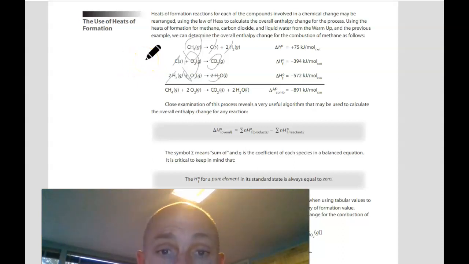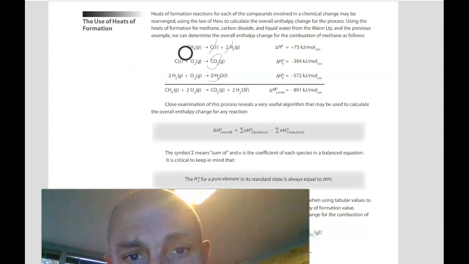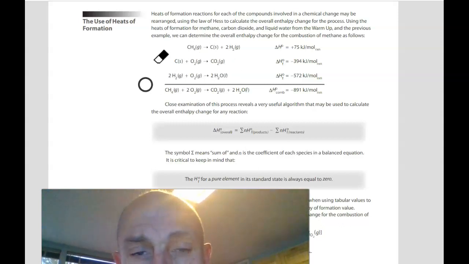Carbon dioxide, a molecule, is being formed in its standard state at 25 degrees Celsius. Carbon dioxide is a gas, and it's being formed from its two elements in their standard states. It's being formed from solid carbon. Carbon is a solid at 25 degrees Celsius and at 1 atmosphere of pressure. And oxygen is always diatomic, and it's a gas at 25 degrees Celsius. So carbon dioxide is being formed from its elements in their standard states. That's why this is a heat of formation.